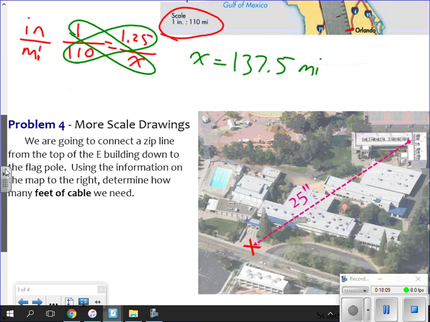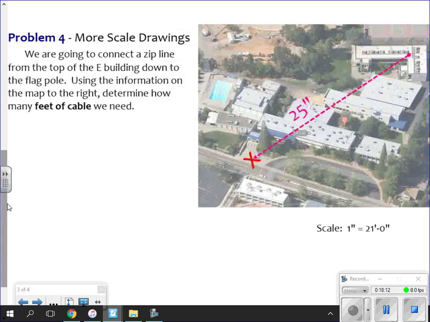Okay, uno más. Okay, we are going to connect the zip line from the top of the E building, right up there, down to the flagpole. We got a problem with that. That wouldn't really work in real life, would it? Because if you stand out here on the balcony, you cannot see where the flagpole is. Adding an extra 10 feet to get a little taller probably isn't going to work. You got a few buildings in between that you're probably going to run into before you hit the flagpole. So in real life, that wouldn't work. Unless we had a tower at the flagpole, yeah, I don't think that would really work.